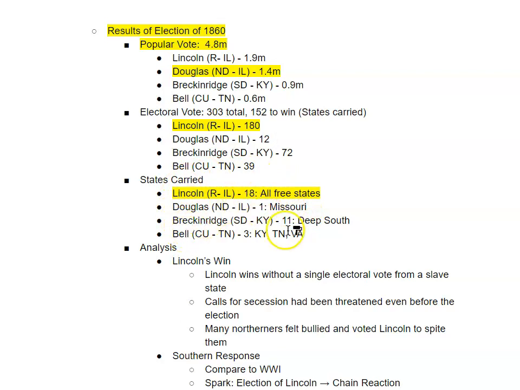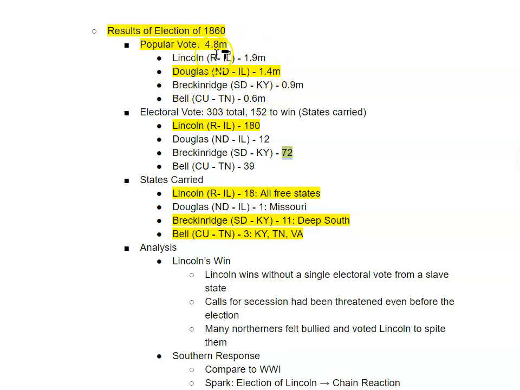Bell actually has a reasonably strong showing by carrying a few of the middle states, even though his popular vote wasn't very strong. And Breckinridge of the Deep South carries the Deep South. 11 states, 72 electoral votes. The irony here, there were kind of 2 elections. In the North, it was Lincoln versus Douglas. In the South, it was Breckinridge versus Bell.